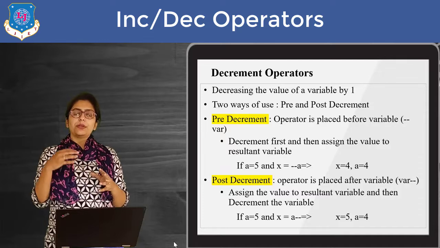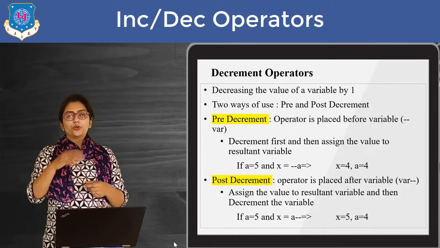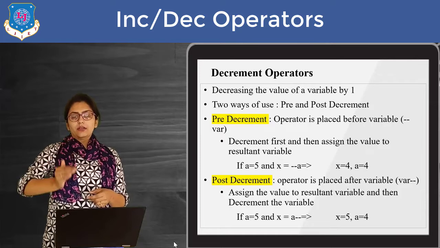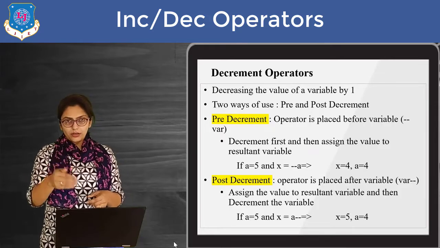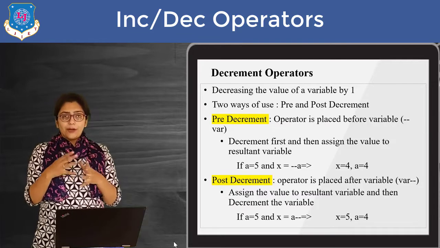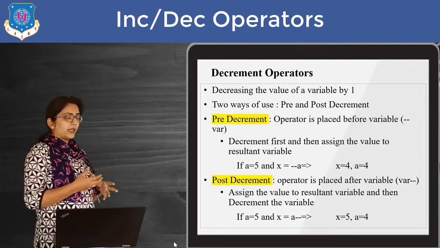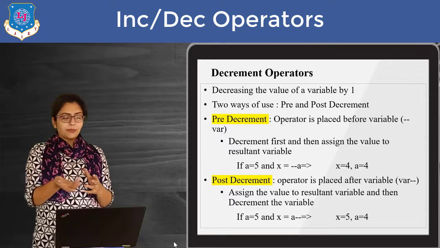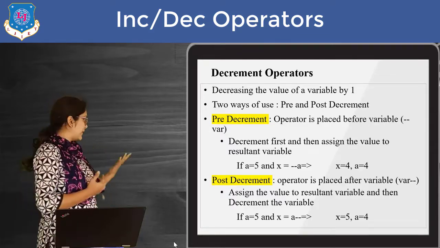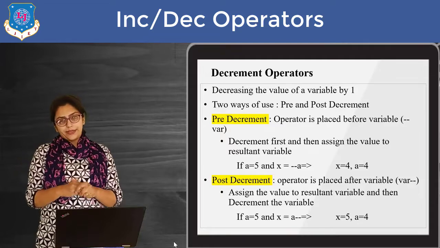Basically it is used to increment your value by one in your program, right? But how you can implement pre and post increment or pre and post decrement, what is the use of them and what is the difference, that I am going to cover through practicals.